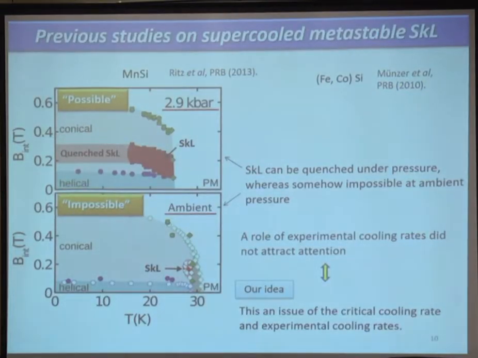When we started to work on the Skyrmion issue, it was known that in some limited systems, the Skyrmion lattice can be supercooled. For example, in manganese silicide, the Skyrmion lattice can be quenched under pressure, whereas somehow it is impossible at ambient pressure. At that time, the experimental cooling rates did not attract much attention. But our idea is that it is an issue of the critical cooling rate and the experimental cooling rates.